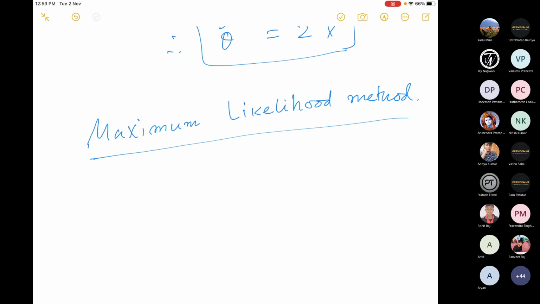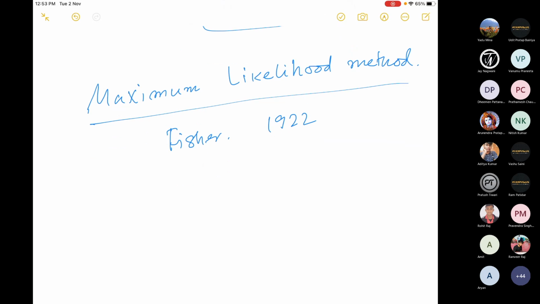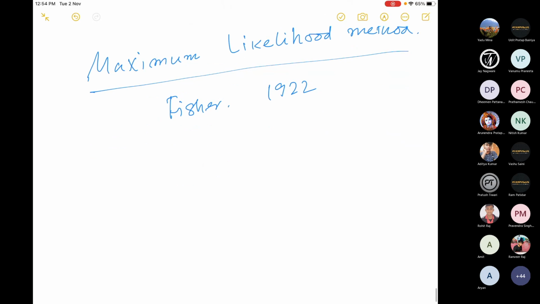So this method was first used by Ronald Fisher around 1922. People say that according to history, this method was earlier introduced by Gauss and Bernoulli, but anyway, let's just say that we have this in 1922. So what is the definition here? What is the principle? What is the mechanism using this method?